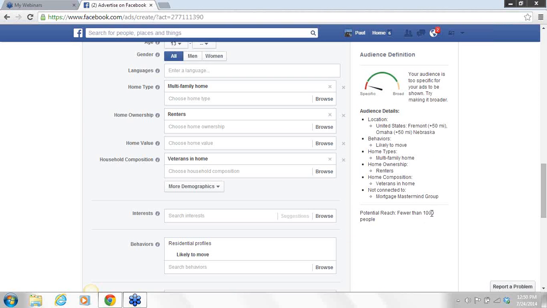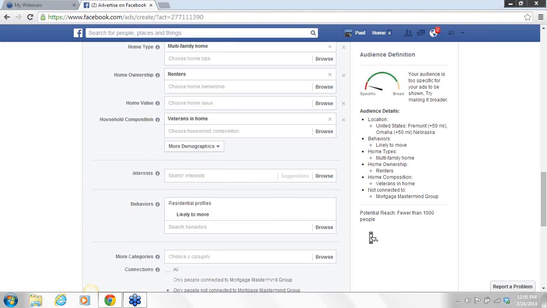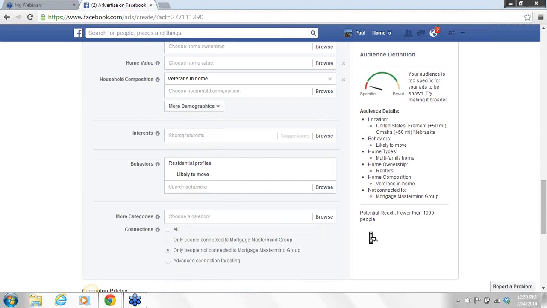Now, my list is very small, but it is very, very targeted. It's a small list, but it is targeted. Okay? So that's what behaviors can bring to the table for you.